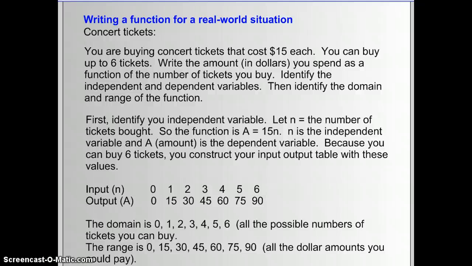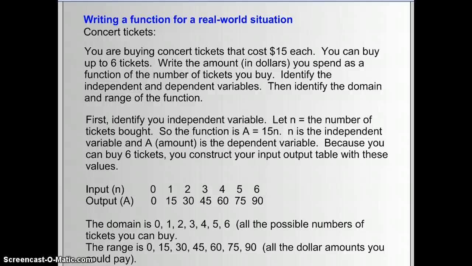Well, first you need to identify the independent variable. If n is the number of tickets bought, the function is actually going to be: the amount that you spend on tickets is 15 times n, because each ticket is $15. N is the independent variable, the one that you choose the values for, and a, the amount, is the dependent variable, the one you calculate.